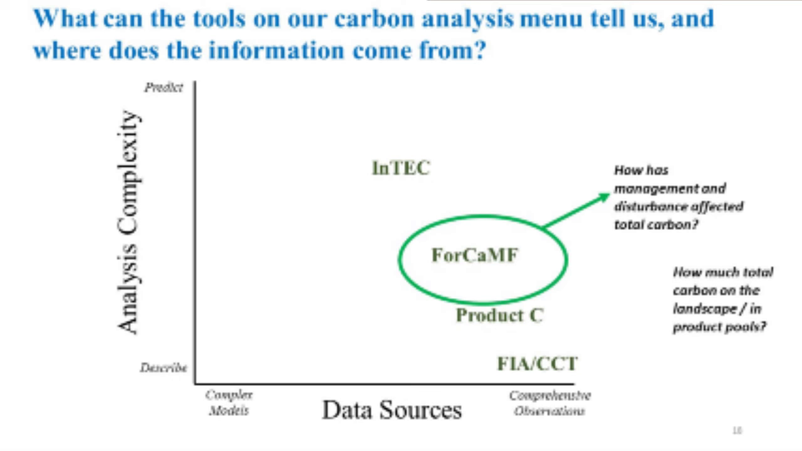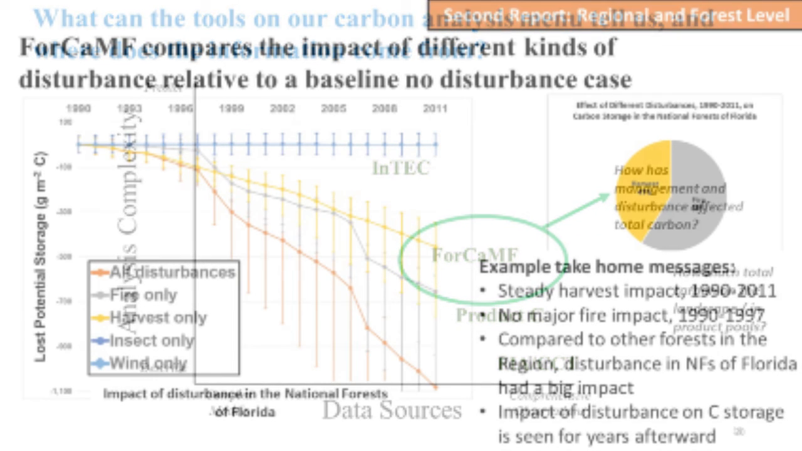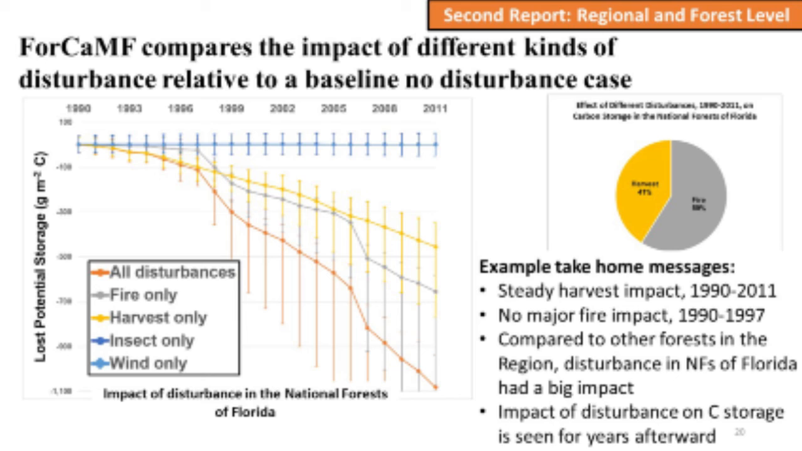And so for each national forest as well, and it's also reported at the regional level, we see the relative impact. That's really what FORCAMP is best at, is showing you the relative impact of different types of disturbance on your forest or in your region. So in the National Forest of Florida, for instance, if you focus on the pie chart, we see that fire is a little bit more important than harvest, at least from the period of 1990 to 2011, which is the period that FORCAMP was applied for these reports. So that's the biggest take-home message.